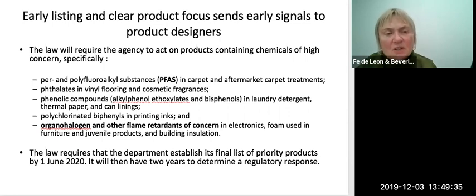What does this do? The law requires that the department establish its final list of priority products by June next year, and then it has 2 years to determine a regulatory response. The beauty of listing these products and these chemicals of high concern right now is that it's sending a clear focus to product designers and innovators to move off these chemicals. Next, please.